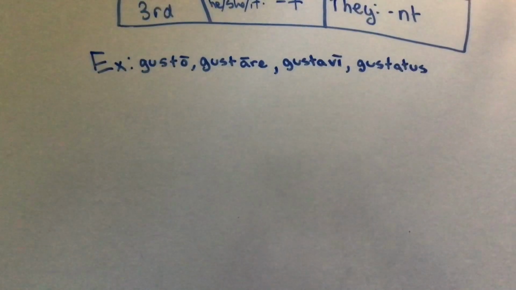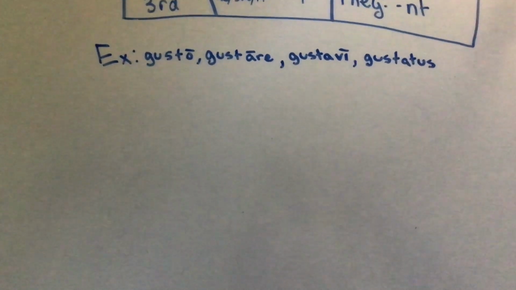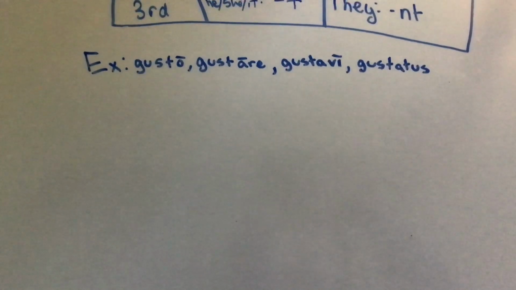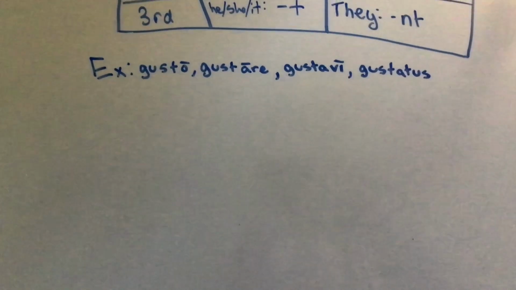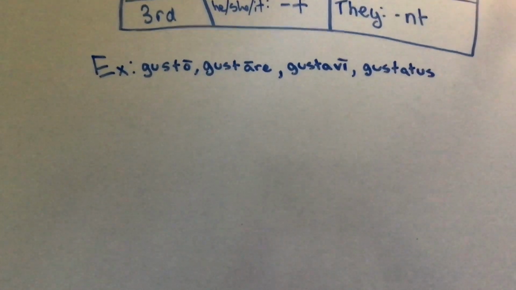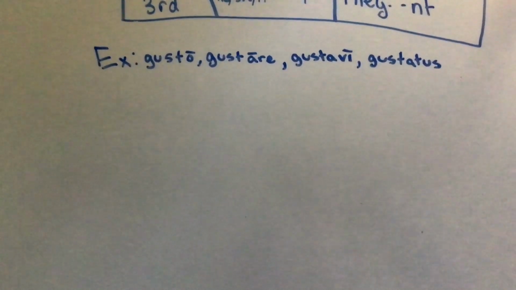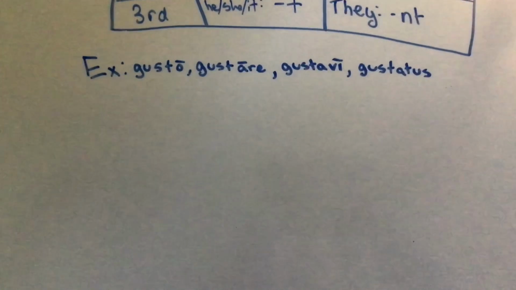The first step to conjugating a present tense Latin verb is to find the verb in the dictionary. Here I have written down the forms of the verb gusto, which means to taste in English. We are going to conjugate this verb.